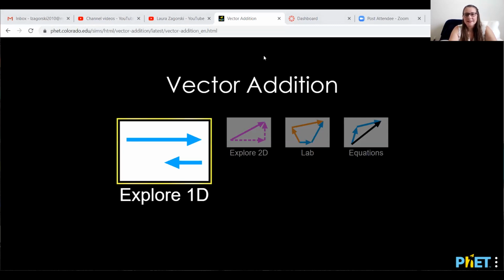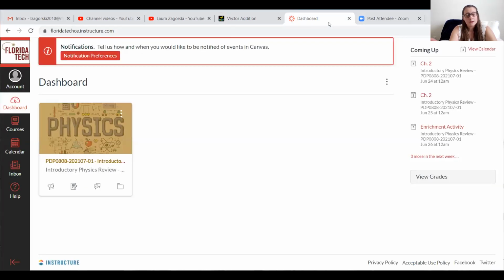So welcome back to lesson number 2. It looks like we can all see the vector addition tab on my browser. So that's good. I just wanted to take a quick moment and pop on over to our class webpage so you know exactly what you're looking at.